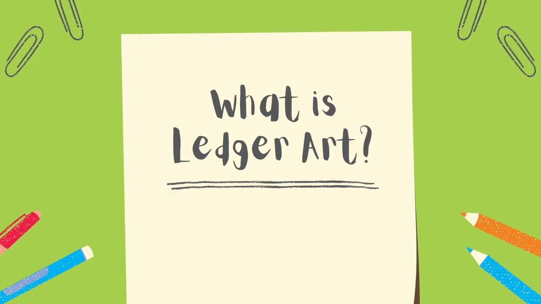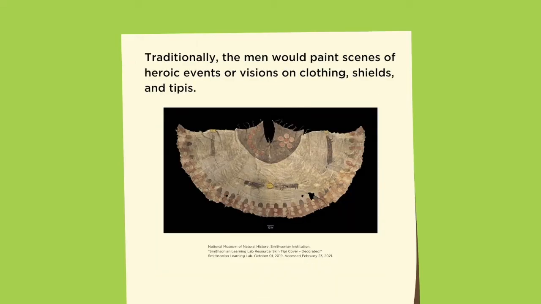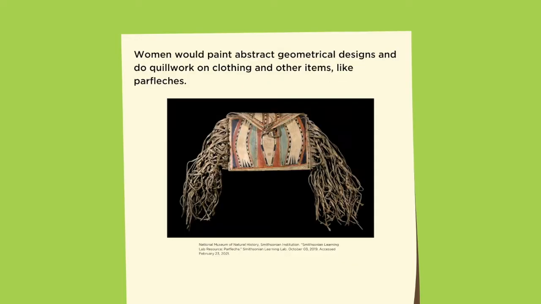What is ledger art? Ledger art is a narrative art form that evolved from plain-side painting of the indigenous peoples of the Great Plains and Canadian prairies of North America. Traditionally, the men would paint scenes of heroic events or visions on clothing, shields, and teepees. Basically, they were advertising all of their best deeds. Women would paint abstract geometric designs and do quill work on clothing and other items like parfleches.